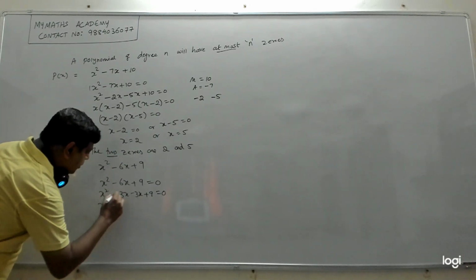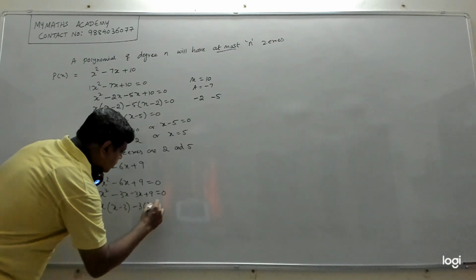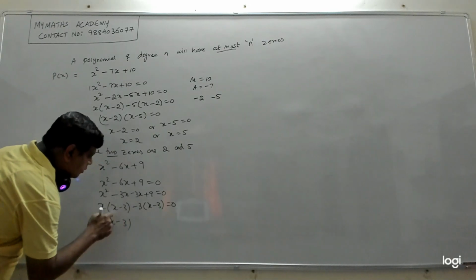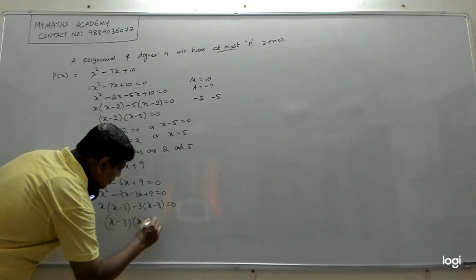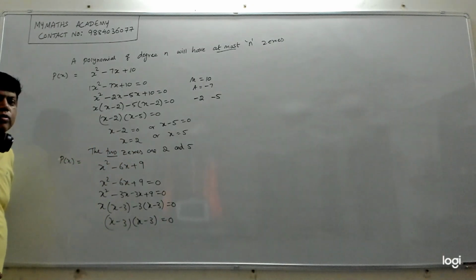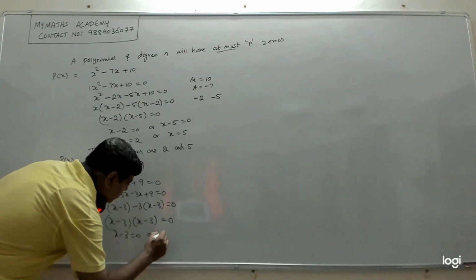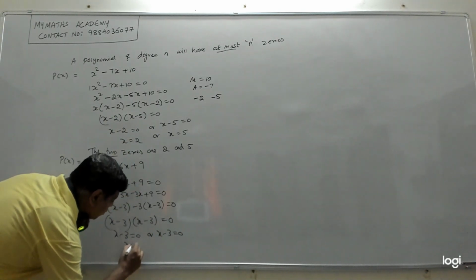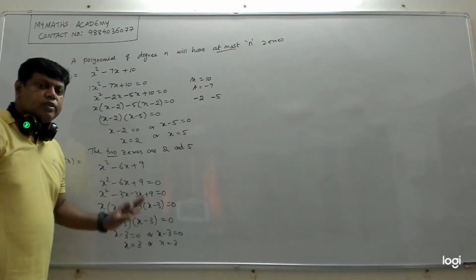So x is common, I'll get x minus 3, and minus 3 is common, x minus 3 equal to 0. So if I take x minus 3 common, I'll have x minus 3 times x minus 3 equal to 0. Which means x minus 3 equal to 0 or x minus 3 equal to 0, which means x is equal to 3 or x is equal to 3. In both the cases we got the same value, x is equal to 3.